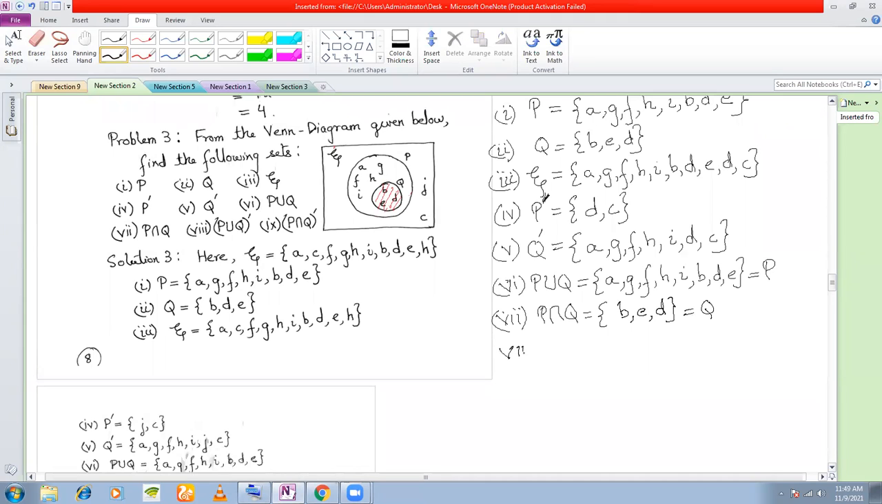Okay. Number 8. P intersection Q complement. Now, which one represents P intersection Q? If you see, I had written this one as P intersection Q. So which one is P intersection Q complement? Outside this circle, whatever you have, that will be P intersection Q complement. All this that I am shading in blue will be P intersection Q complement. So see what letters are there in P intersection Q complement?